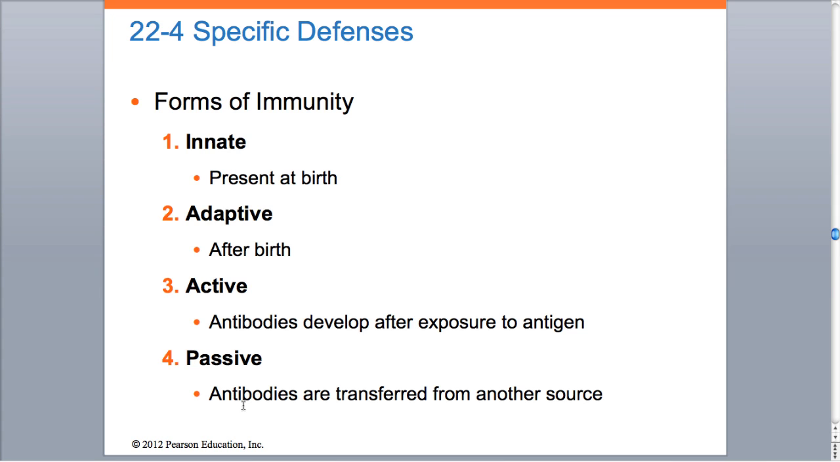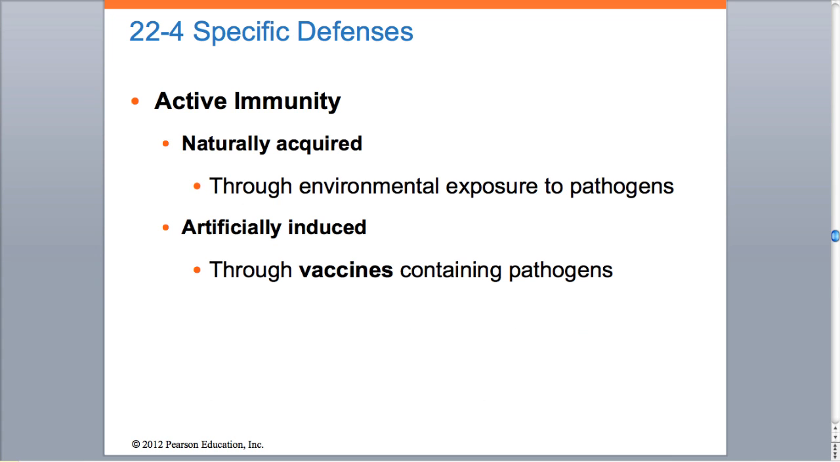So when you get vaccinations done, and vaccinations have a weak form of the germ or the dead form of the germ, and you make your own antibodies, that would be active. If you get your antibodies from mommy through breast milk, then that would be passive. Okay, we're going to go look at each one of them.